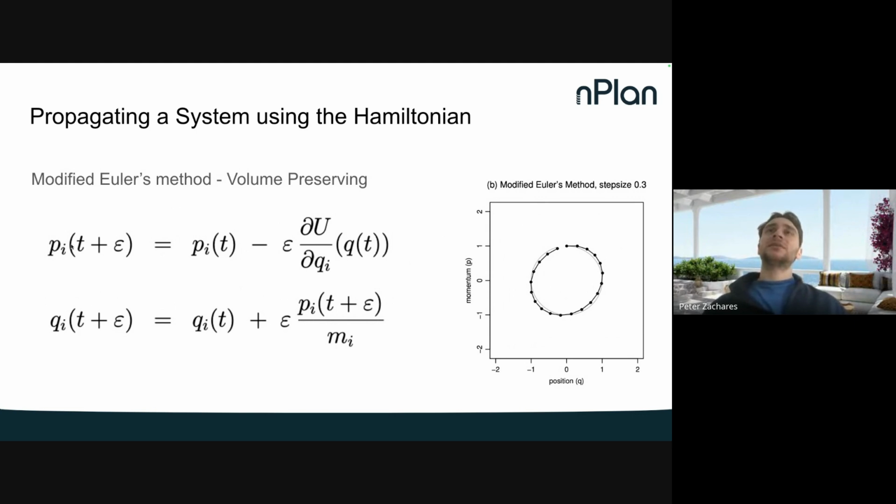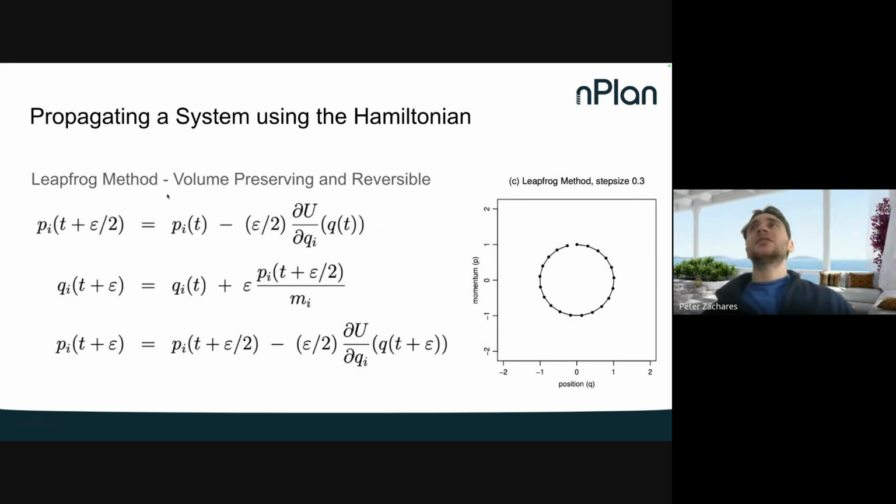And then what you can do is a modified Euler's method where essentially you calculate the momentum first, and then you can calculate the new position. If you look to the right, this is what that looks like. And so this is a volume preserving method. But you can see that there's still some errors.